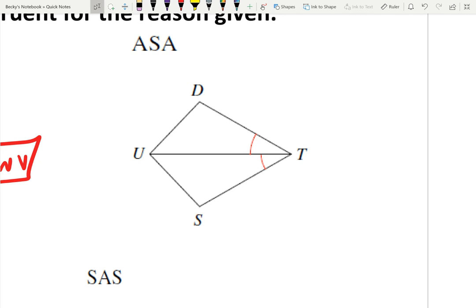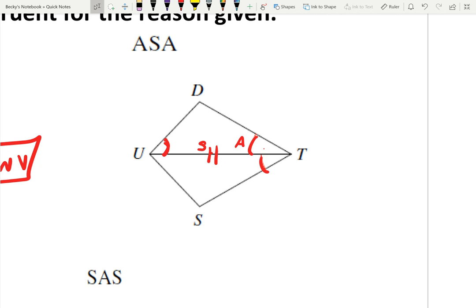Okay, I need angle, side, angle. Now, first of all, I see hidden information. This is hidden. I see some angles here, so I have an angle, I have a side, and I just need one more angle. And guys, you have just two choices. It's either angle U here or angle D. Remember, this side has to be in between. So angle, side, angle, it can't be D. So I need angle U.